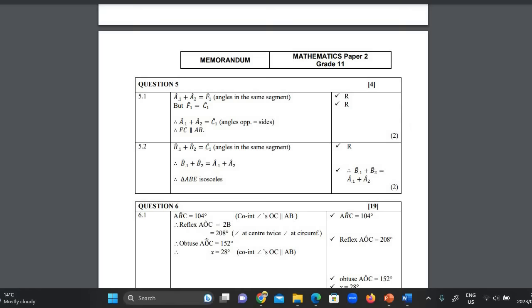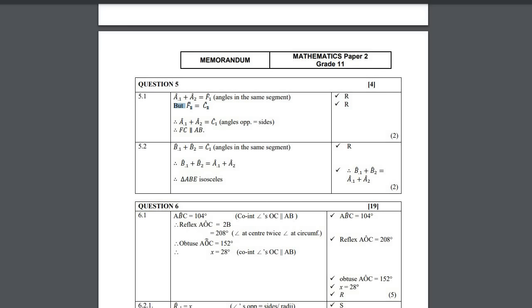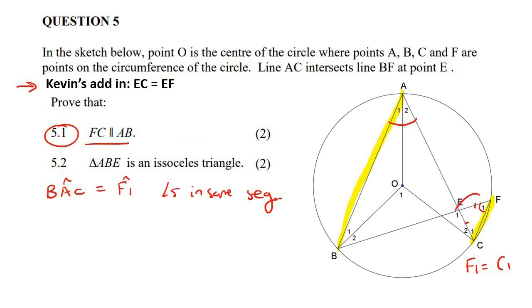And then they just say here, but F1 is the same as C1. Oh really, bro? Why would they be the same? It's only if this would be an isosceles triangle or something. There's no other mathematical reason why these two angles are just the same.